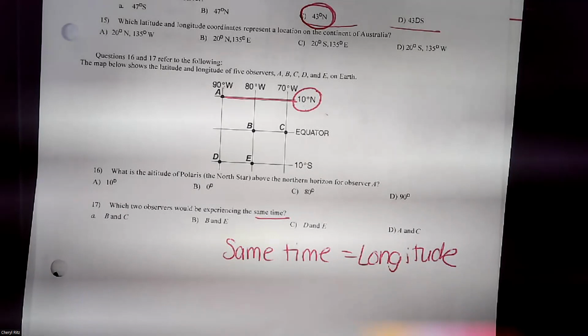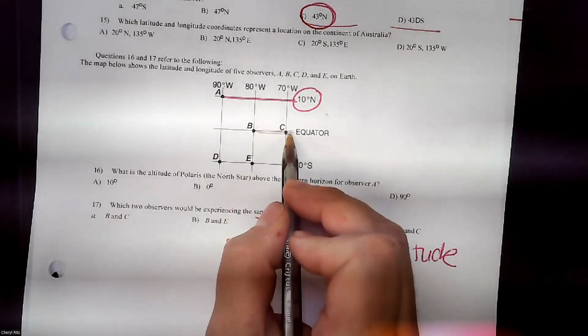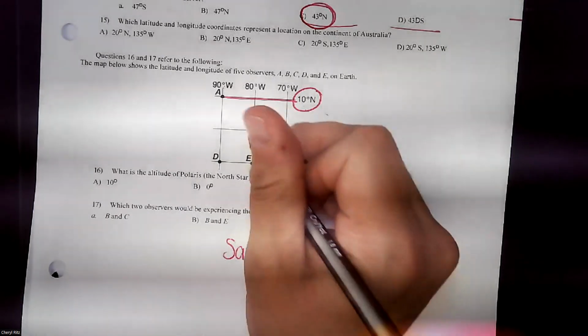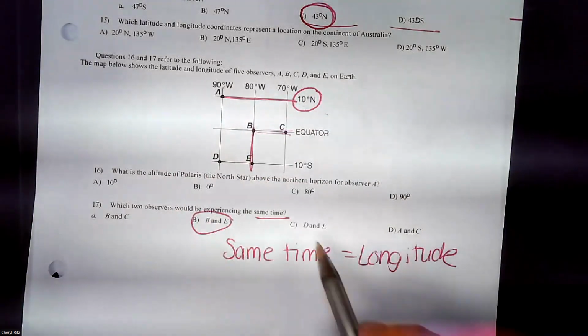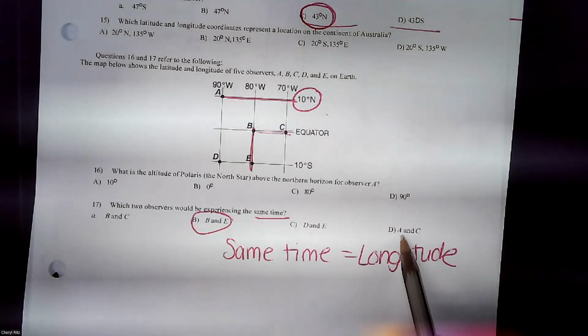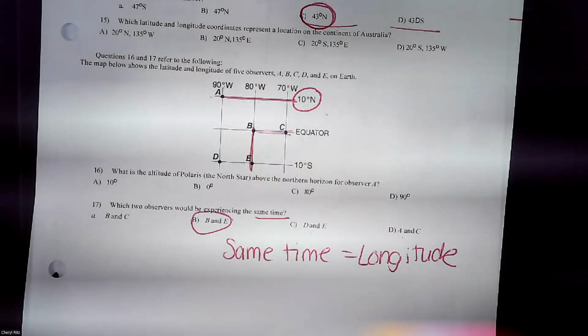So we needed the two that had the same longitude. I like doing process of elimination. Do A and B have the same longitude? Or I'm sorry, A and C. Nope, that's same latitude. B and E, yes, they do, but I'd still double check the rest. D and E, nope, that's same latitude. And A and C, that's nothing. So only answer is B.